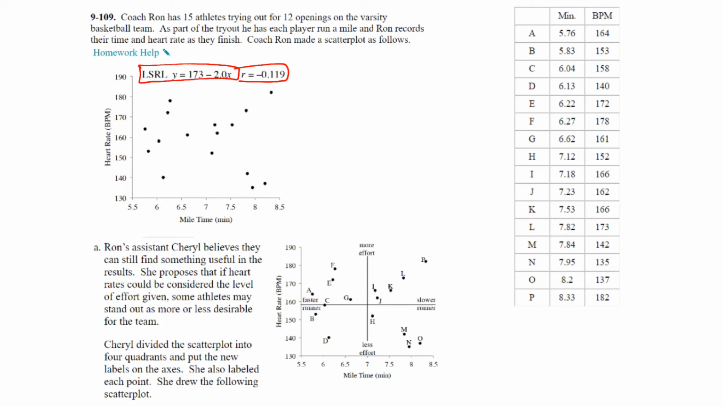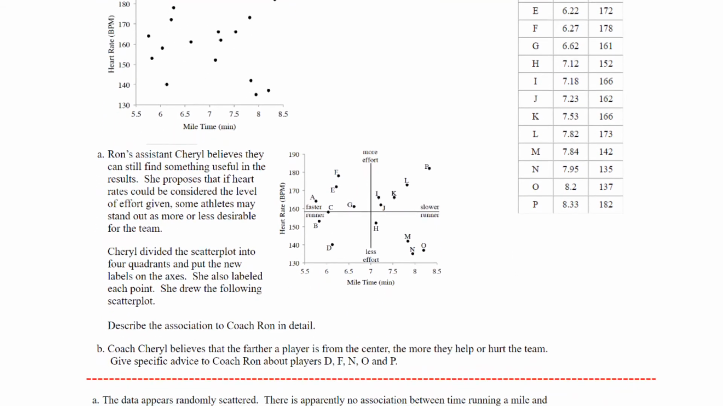So let's go ahead and read part A. Ron's assistant, Cheryl, believes they can still find something useful in the results. She proposes that if heart rates could be considered the level of effort given, some athletes may stand out as more or less desirable for the team. Cheryl divided the scatter plot into 4 quadrants and put the new labels on the axis. She also labeled each point. She drew the following scatter plot. So Cheryl, Ron's assistant, came over here and kind of created 4 quadrants based on the data above, and is trying to figure out if there's some way to make some type of correlation or association with this information.